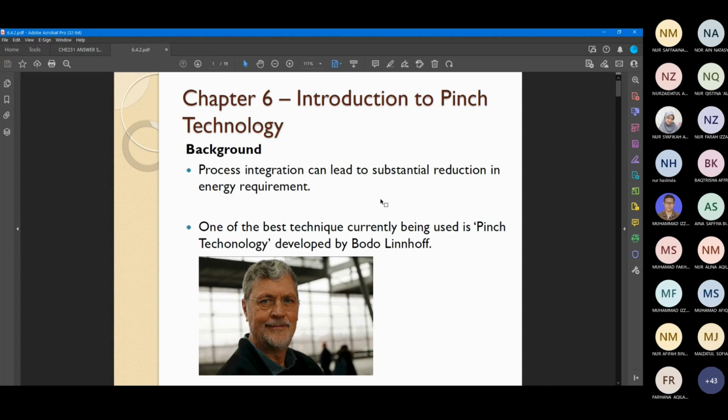If it can bear the cost involved for the energy requirement, then they don't have to proceed with the process integration. But normally, when you talk about energy requirement, this is the highest cost that's involved in the process. Okay, that involves utilities such as water, such as electricity. So you have to have some ideas regarding this.